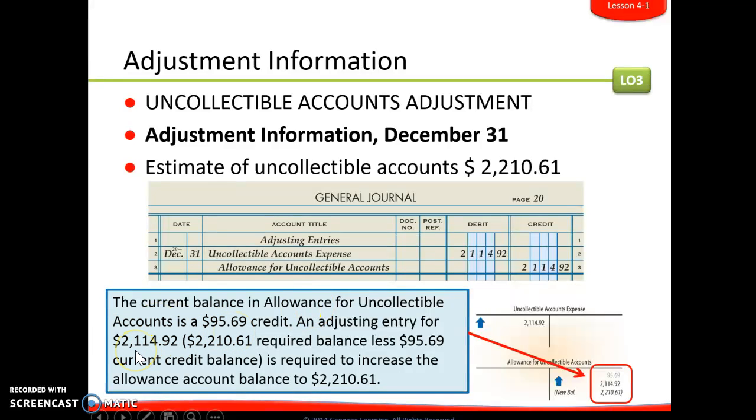An adjusting entry for $2,114.92 is required to increase the allowance account balance to $2,210.61. So what we're saying here is the allowance for uncollectible was $95.69, but we need it to be this $2,210.61. So to do that, we need to credit the allowance for uncollectible the difference amount, $2,114.92, and then we'll debit the uncollectible accounts expense. Okay, so here is what it looks like in our journal under our adjusting entries.